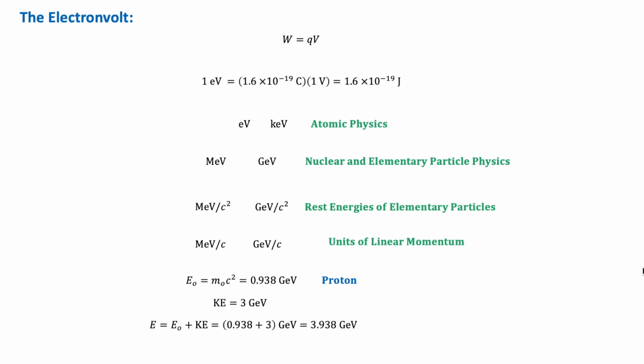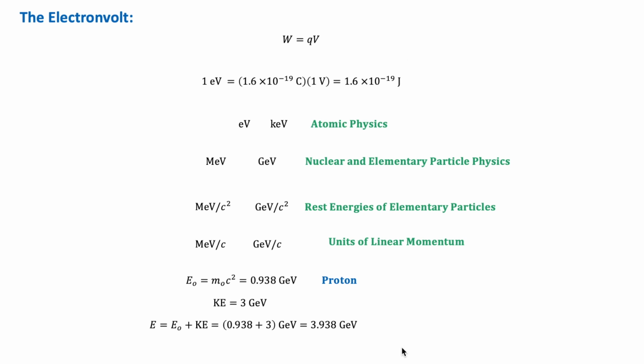So the usual unit of energy used in atomic physics is the electron volt. One electron volt is the energy gained by an electron accelerated through a potential difference of 1 volt, okay? Since the work is equal to QV, we have 1 electron volt is equal to the charge of the electron, 1.6 times 10 to the minus 19 coulomb, times 1 volt, okay? So it's equal to 1.6 times 10 to the minus 19 joules. And higher energies in atomic physics are expressed in kilo electron volts.